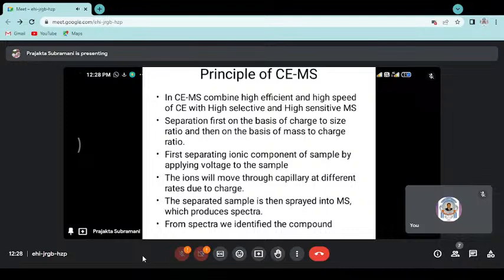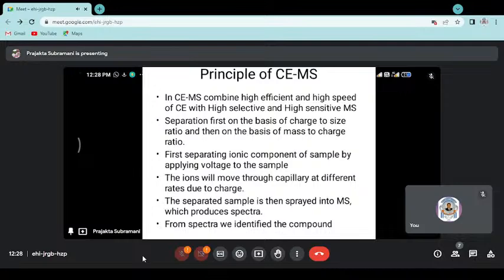The separation is first on the basis of charge to size ratio, because in capillary electrophoresis the compounds are separated according to charge to size ratio, and then they are identified by mass spectrometry on the basis of their mass to charge ratio. So the separation in CE-MS is based on charge to size ratio, and the identification is based on mass to charge ratio.